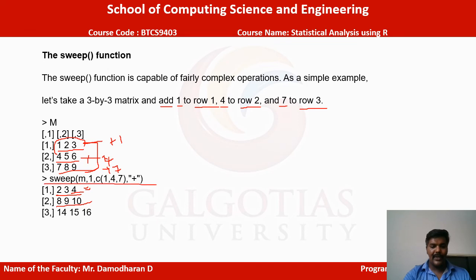The sweep function is written like this: the matrix, the first row, the values we are going to include one by one, 1, 4, 7, and we use the operation add. We get the final result properly.